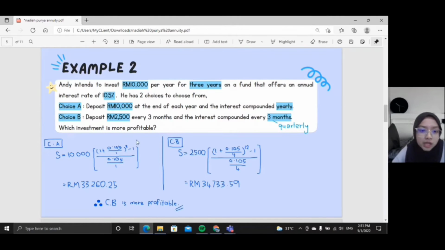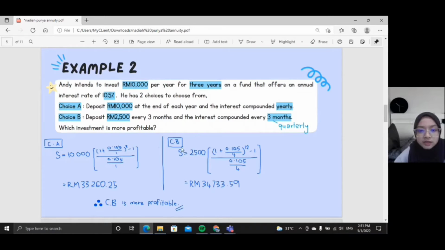How much is the term? The N here is M times T. So the M is 1 and the T is 3 years. So we will put 3, because 3 times 1 will equal 3, and then we minus 1 over 0.105 over 1, and then we will get the answer 33,260 ringgit with 25 cents. Okay, this is the answer for choice A.